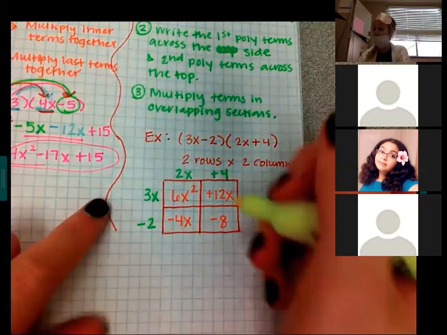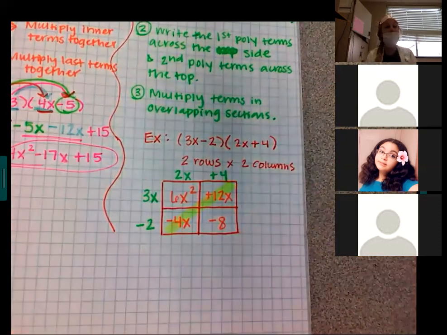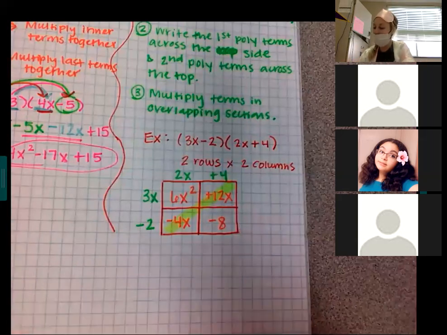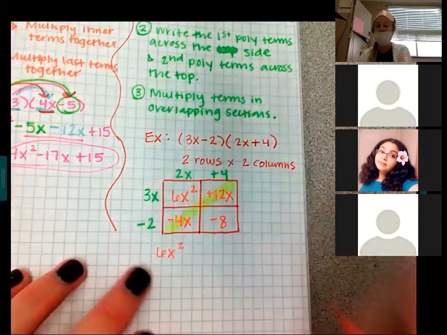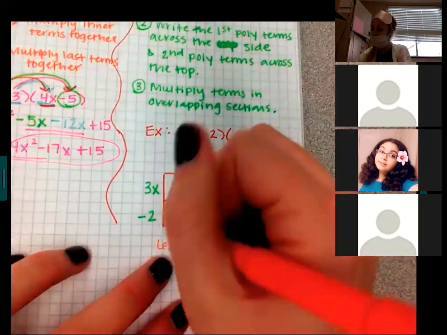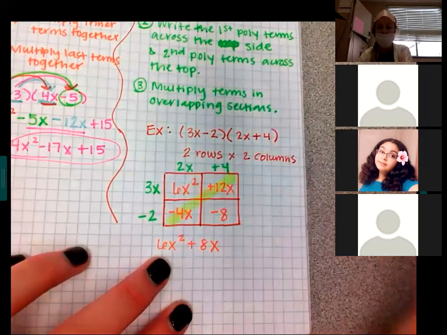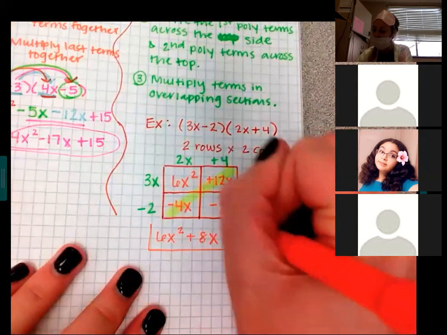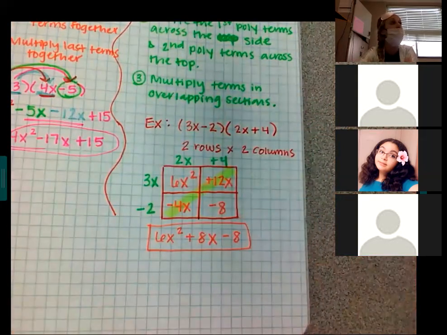Is there anything we can combine? 12x and negative 4x. 12x minus 4x is 8x. Good job. So look, we got 6x squared that goes in the front. 12x minus 4x is positive 8x. And then this minus 8 will go at the end because we got to put it in standard form. That's the answer.